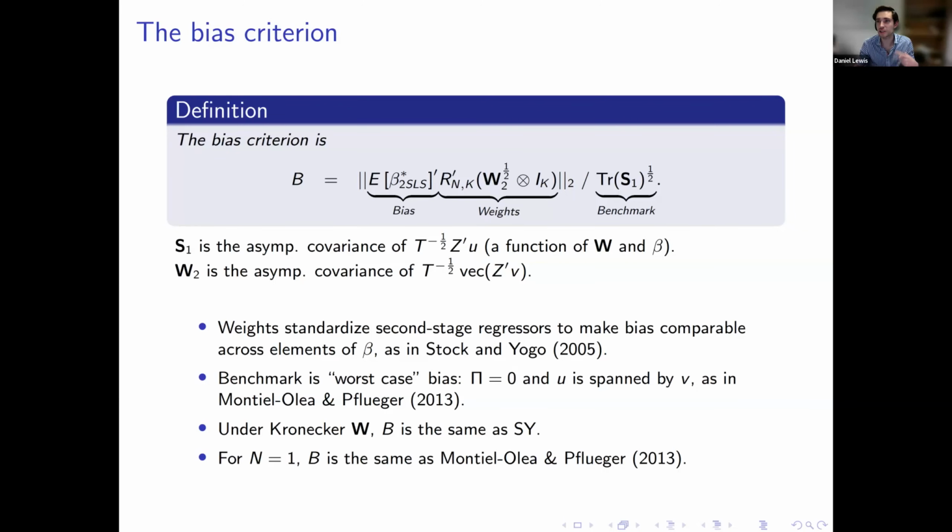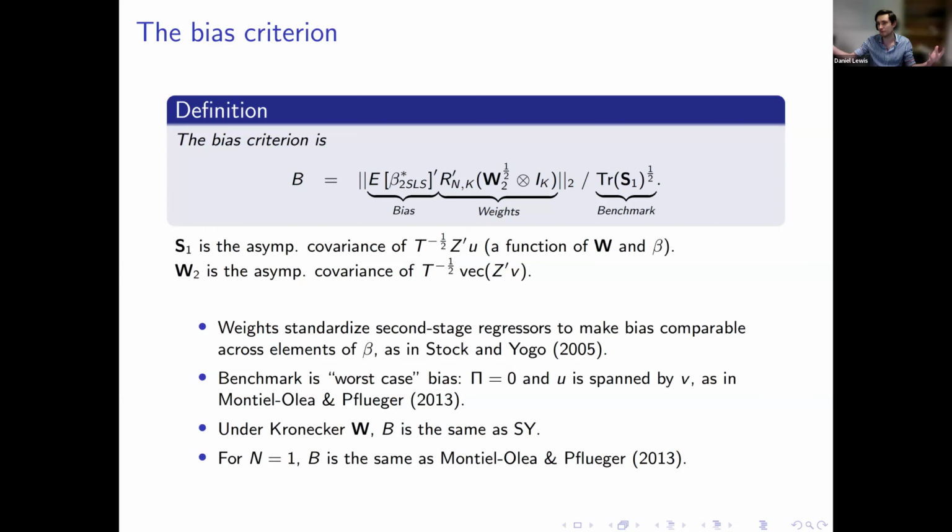But mathematically, that just doesn't work out once you allow for heteroscedasticity and autocorrelation, which is why Montiel-Olea and Pflueger make the decision that they make, and that's the same reason that we're going to do this here. However, when there's a Kronecker structure for W, when homoscedasticity does hold, the bias criterion, and indeed this benchmark, is exactly the same as in Stock and Yogo.